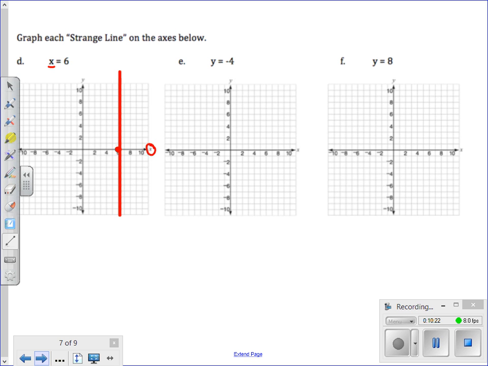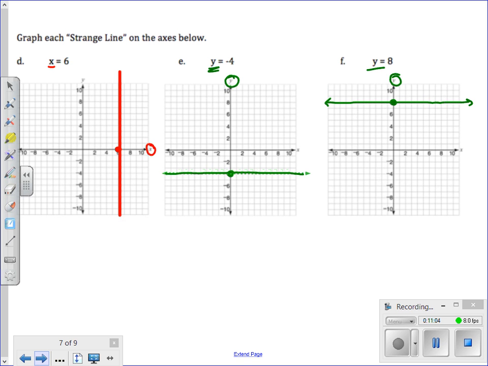y equals -4 has the y, which means it goes through the y-axis. So that means I have to have a horizontal line through -4. So when I make this horizontal line, I go down to -4, I go there. It doesn't have to be dotted, that's just the line that my graph made for us. Finally, just like the last one, y equals 8 goes through the y-axis at the value of 8. So I'm going to go up here and draw a nice horizontal line through 8.